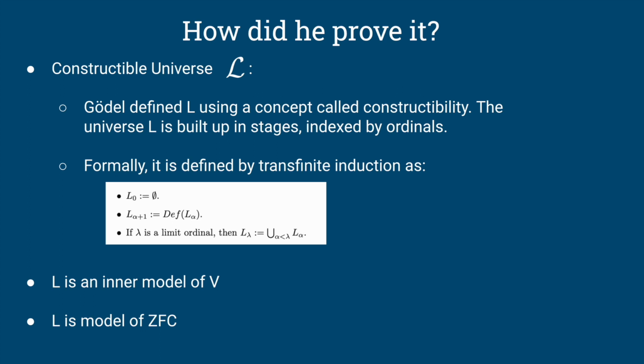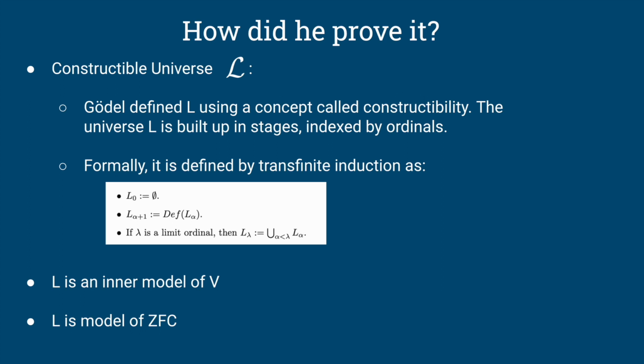We have that L0 is the empty set, and then the inductive step is that L sub alpha plus 1 is defined as the definable elements, as we've seen before, of L sub alpha. And then if lambda is a limit ordinal, which is just defined to be an ordinal that has no predecessor, so kind of an infinite ordinal, if you will, then L sub lambda would be the union over all the alphas less than lambda of L sub alpha.